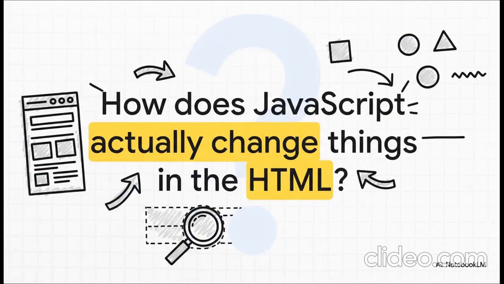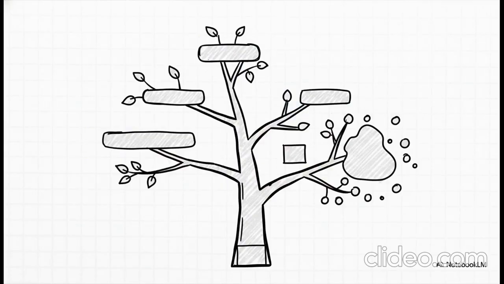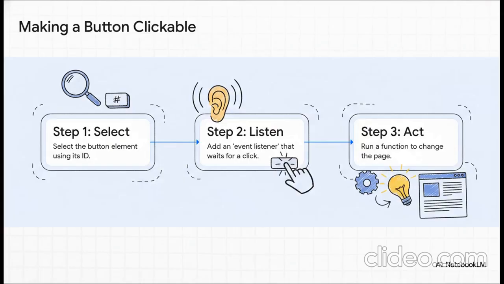It uses something called the DOM to mess with the HTML. Think of the DOM as a family tree of your whole web page. JavaScript can find and change anything. So to make a button work, you just select it, listen for a click, and then run some code.